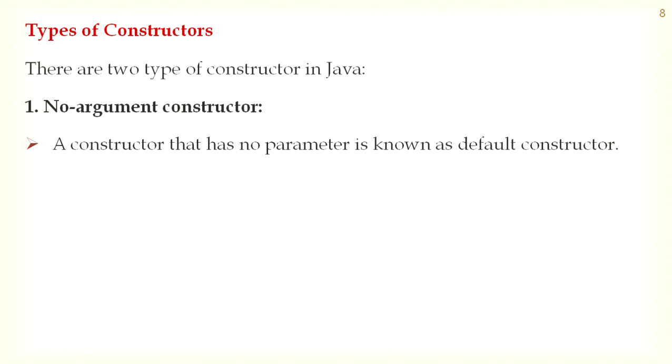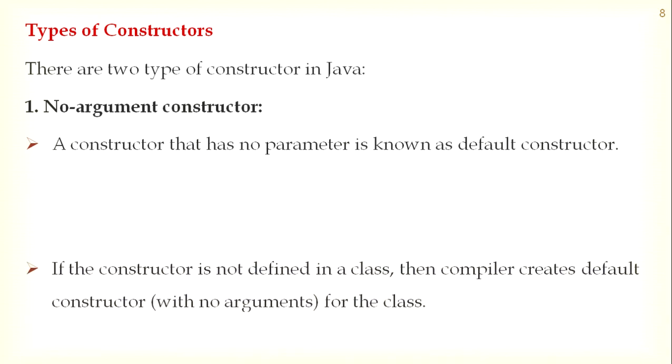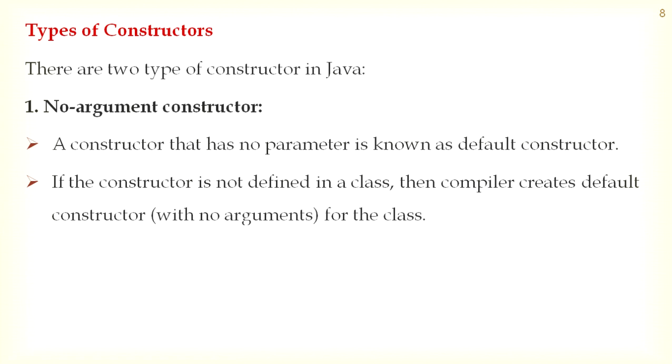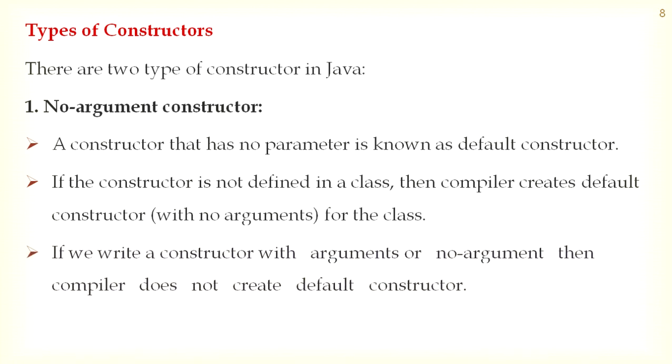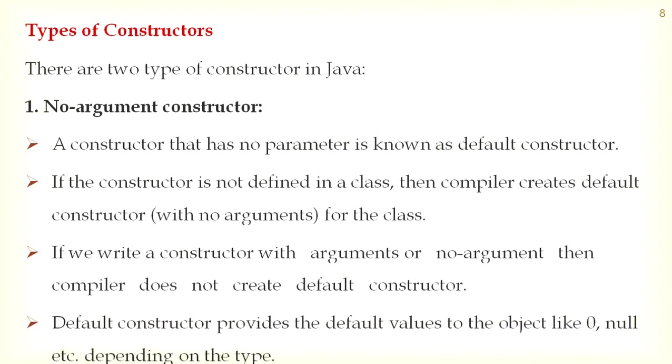No-argument constructor. A constructor that has no parameter is known as a default constructor. If a constructor is not defined in the class, then the compiler creates a default constructor for the class. If we write a constructor with arguments or no arguments, then the compiler does not create a default constructor. The default constructor provides default values to the object like 0, null, etc.